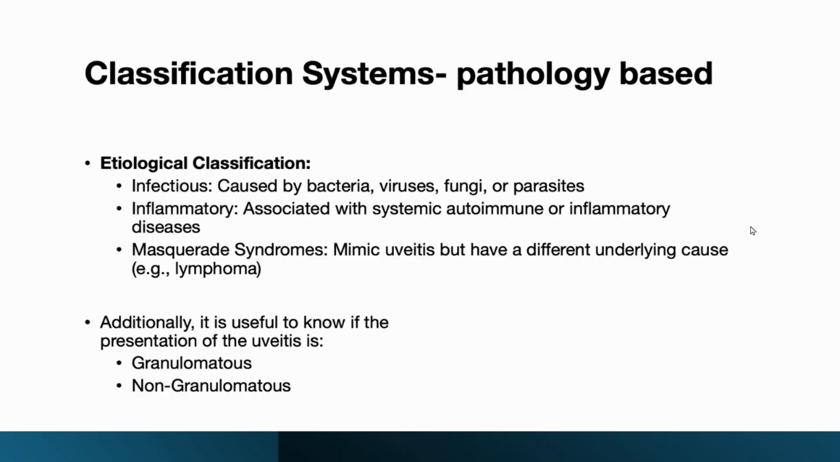Then beyond infectious, non-infectious, it's also helpful to know if the presentation is granulomatous or non-granulomatous. Granulomatous uveitis can cause characteristic findings like mutton fat keratic precipitates, which are deposits on the cornea, or vitreous snowballs, which are inflammatory clumps in the vitreous.